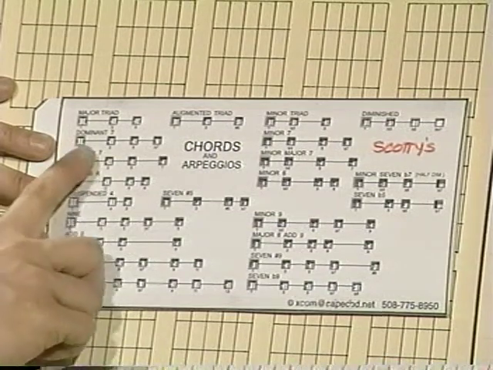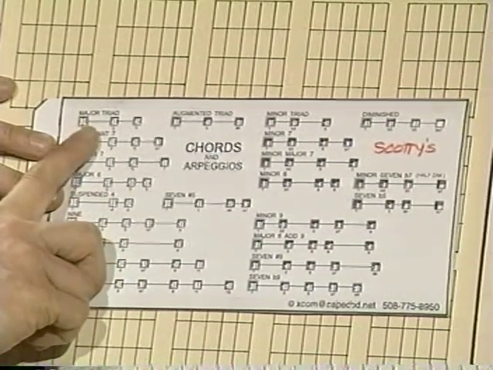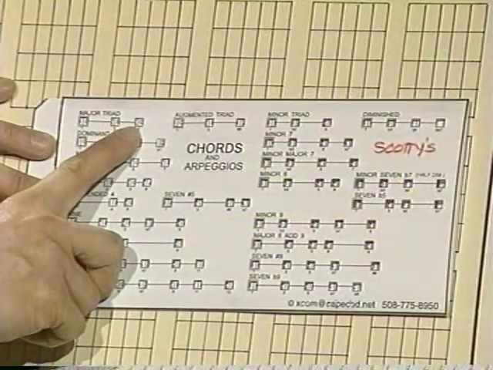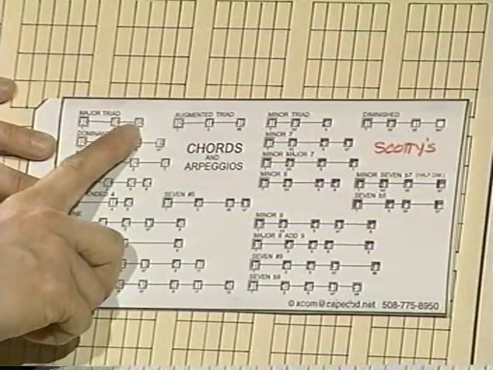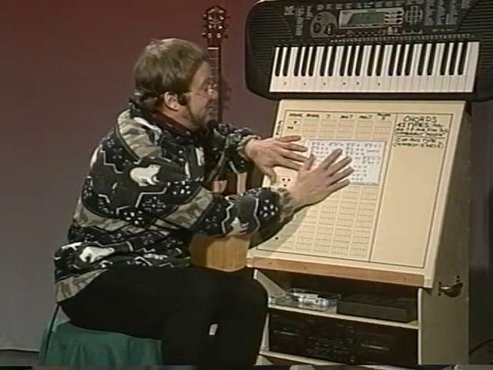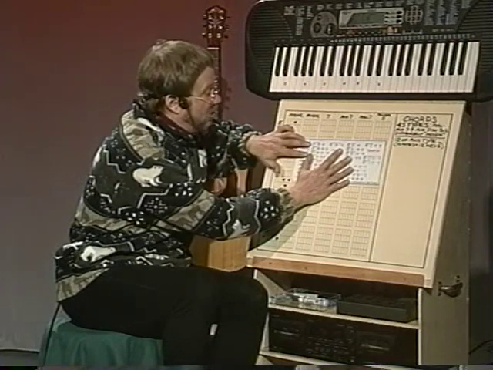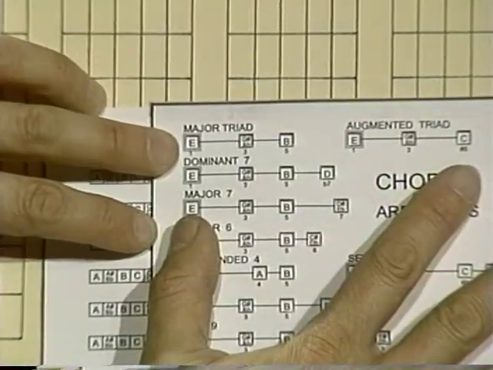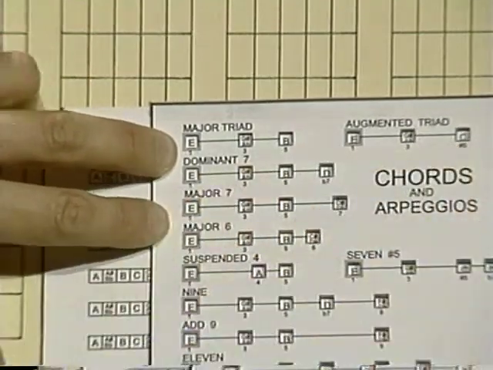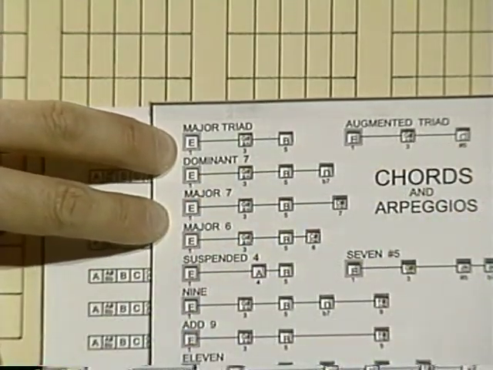Right now we're looking at major triads, which is these 3 little boxes you'll notice up in the upper left-hand corner right there. And right now we want to play an E major triad because that's actually the example that we're looking at. So all you need to do is slide your slide rule along until right under the word major triad in the box that's labeled number 1, you put an E note.